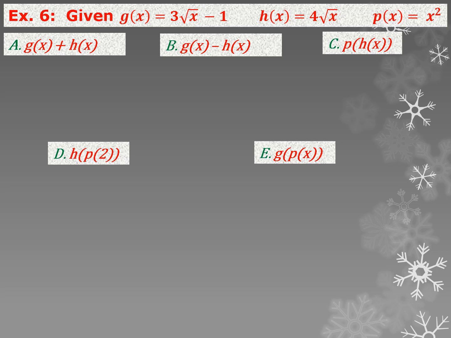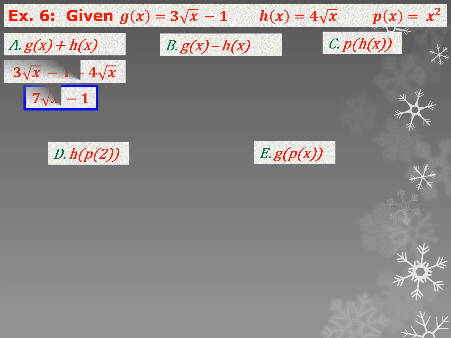Okay, let's look at example A. g of x plus h of x. So I take the function g of x and add it to h of x. Well, I see that I have 3 square roots of x and 4 square roots of x. Since they are both square roots of x, I can add the numbers in front. So I get 3 plus 4 is 7, so that gets me 7 square roots of x minus 1.